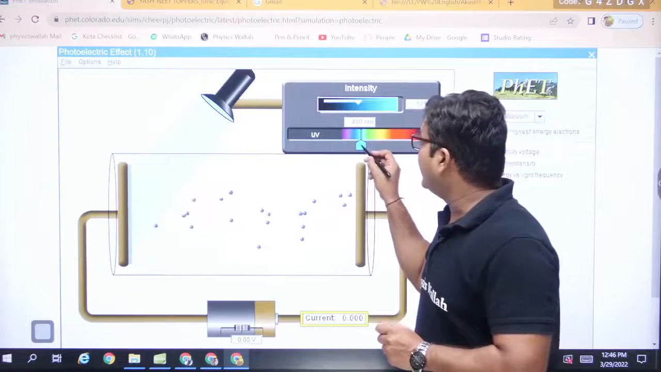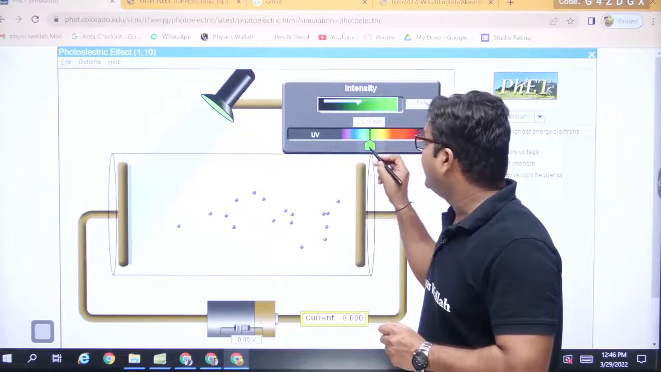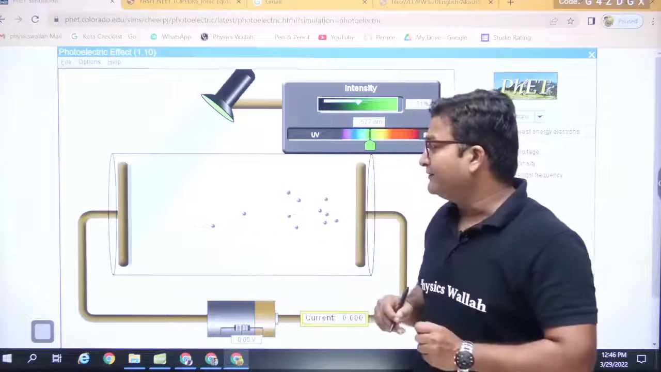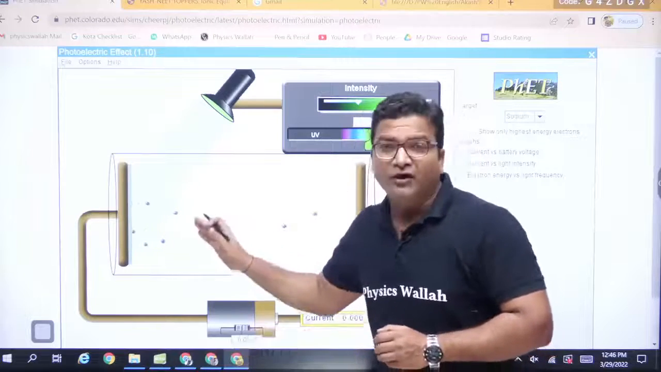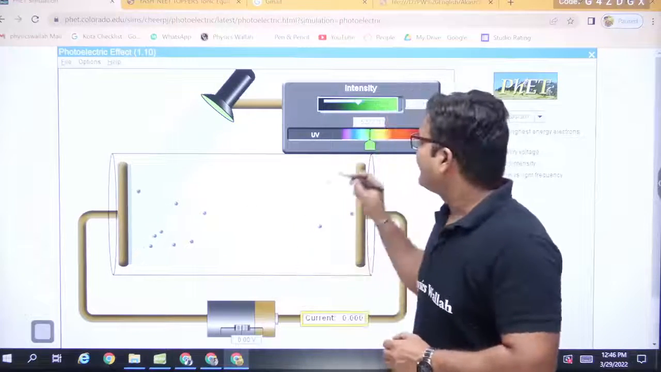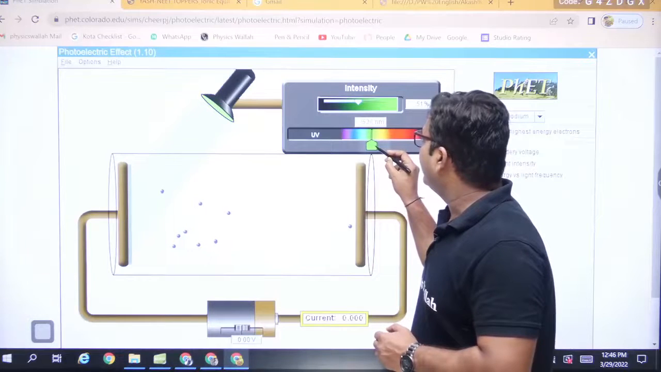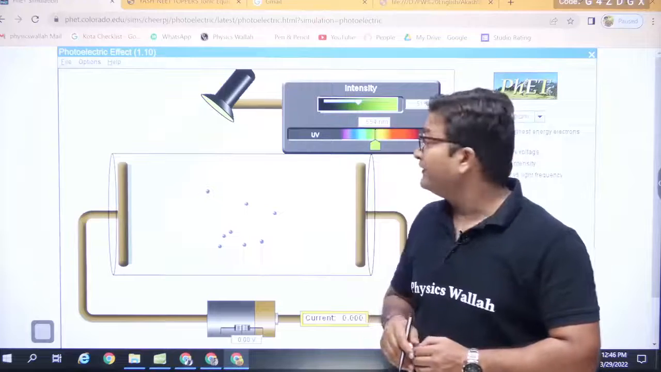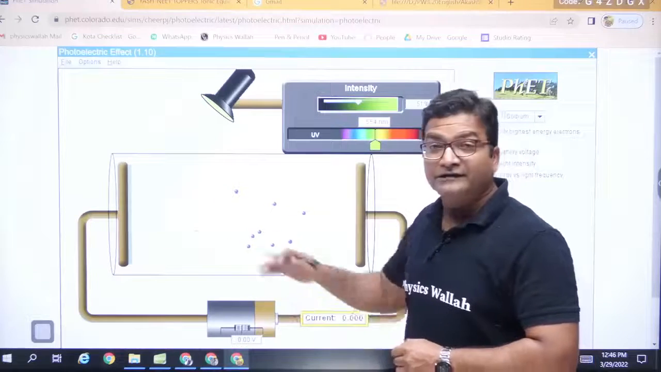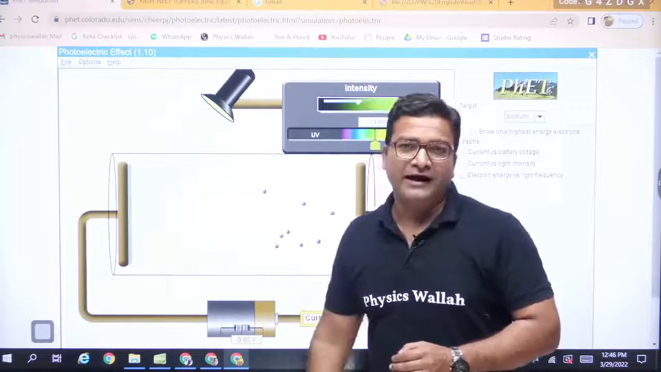If you further increase the wavelength, meaning further decrease the frequency, very few electrons come from the cathode and, obviously, with very low energy. And if we keep on increasing the wavelength, let's say to around 550 nanometer, you can see the emission of electrons has stopped.